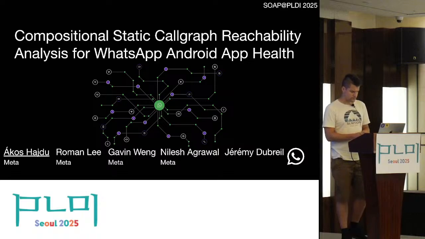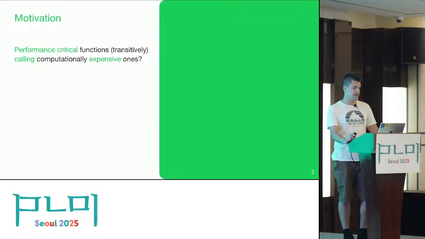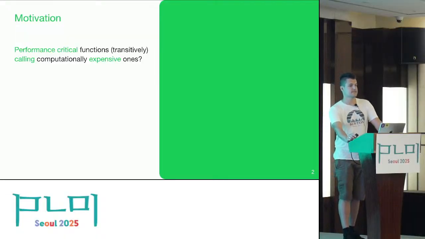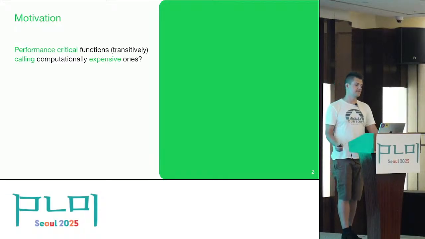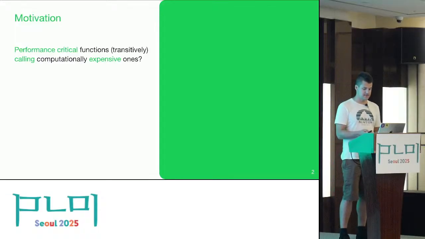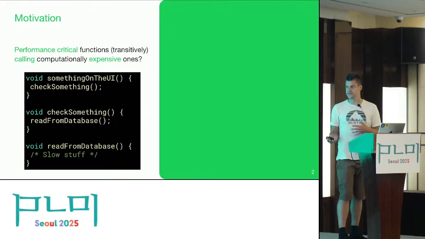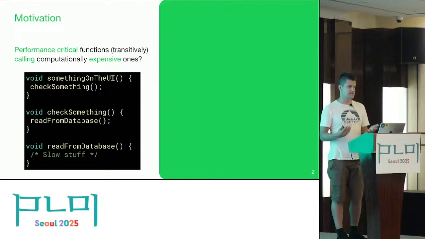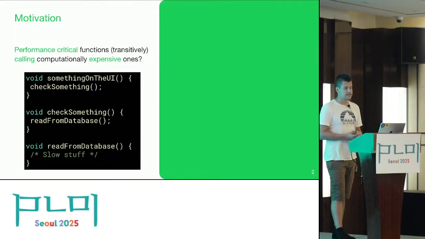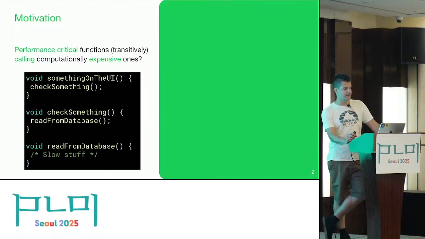So this work pretty much started with a request from the Android app health team, who came to us and asked, can we find instances where certain performance critical functions end up potentially transitively calling computationally expensive functions? Like, for example, they are doing something on the UI which checks something and then it reads from some database which is potentially slow. They wanted to flag these kinds of cases. And we said, yeah, probably we can do something about it.